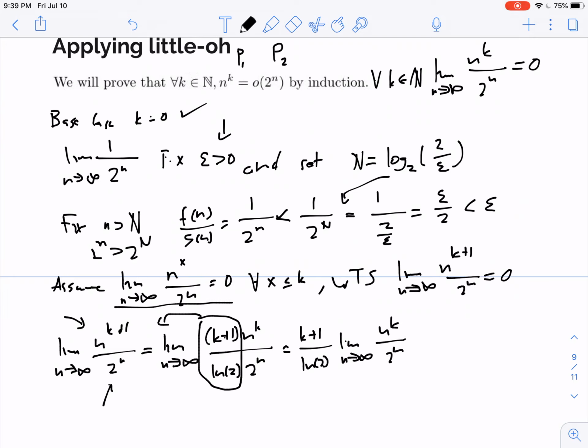But our inductive hypothesis says that the limit as n goes to infinity of n to the x over 2 to the n equals 0 for any x less than or equal to k. So this quantity right here must be 0, which means this comes out to 0, which completes our proof, because now we've shown that our desired limit equals 0. And so this must hold for all k. So for all k, we know that n to the k is little o of 2 to the n, or in other words, polynomial is much, much smaller than exponential. So that's an introduction to lots of different asymptotics and ways of thinking about calculating and comparing the runtime of functions.